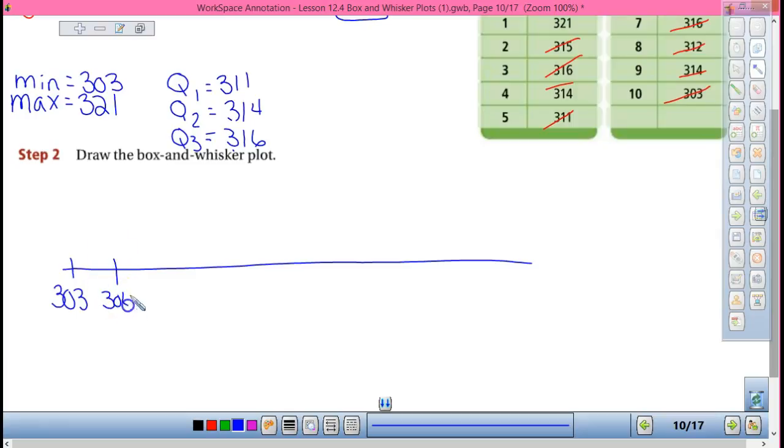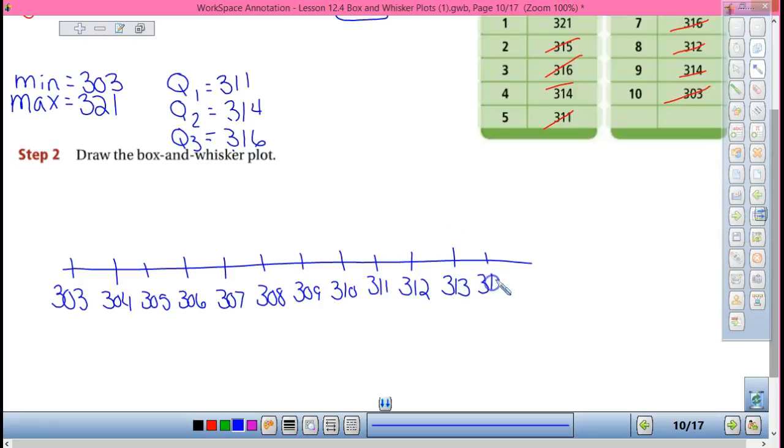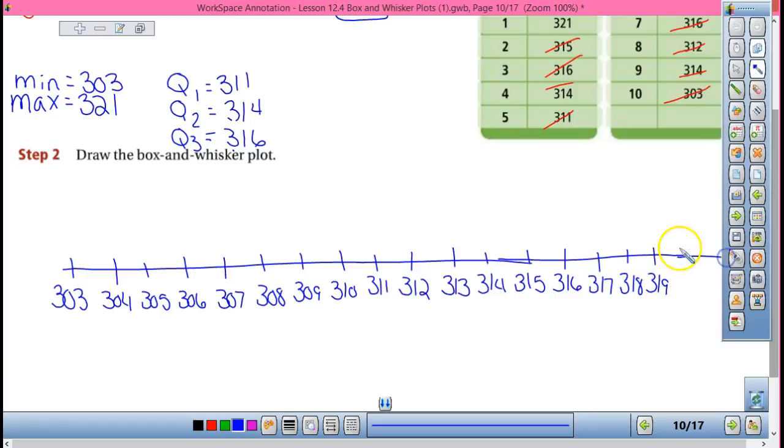Not really. So 304, 305, 306, 307, 308, 309, 310, 311. Okay, so if your range is within 20, I would go by ones-ish. Okay, 2s at the very most.